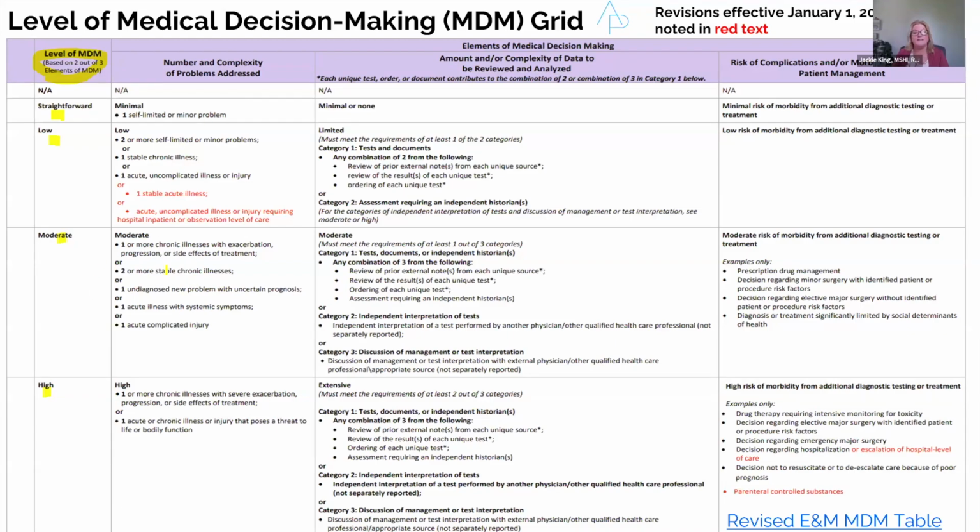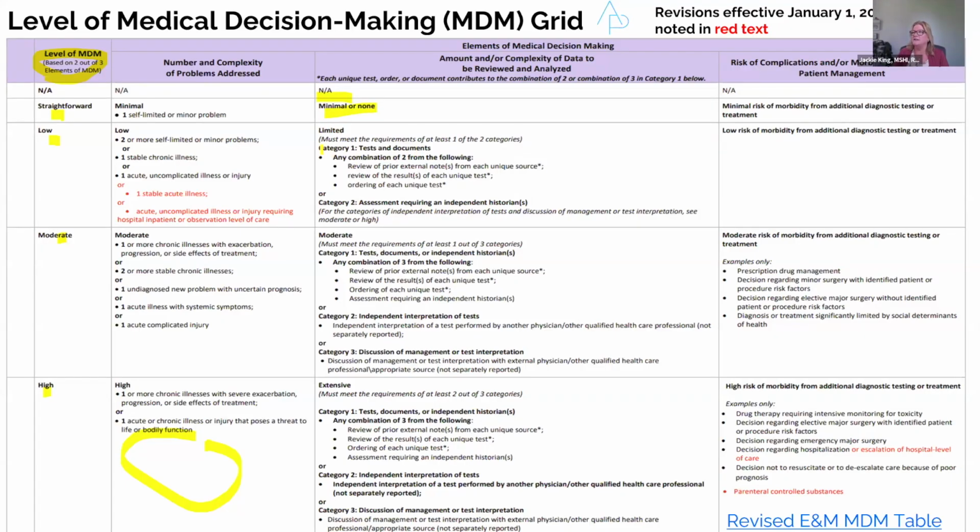The red font, in January of 2023, they added red font to this. This is the most recent version I have. So there's your problems that they could be addressing. And down here is going to have your multiple morbidities. All right, second column. Straightforward is really no data or limited data.